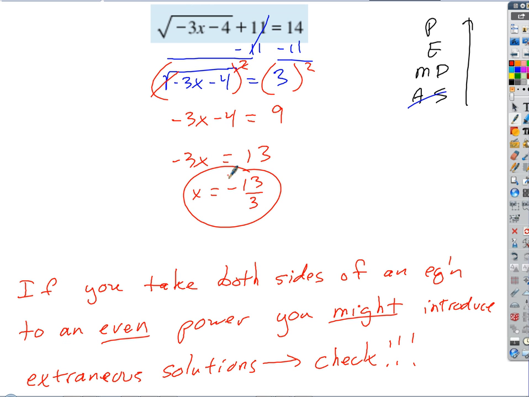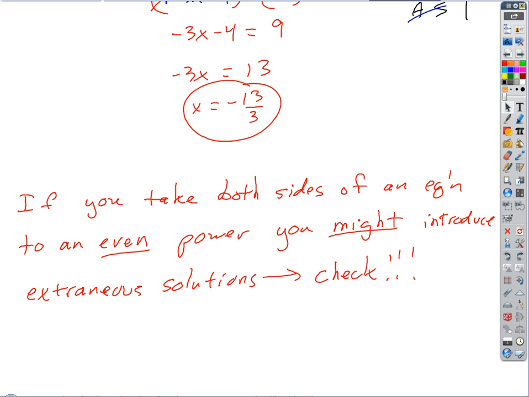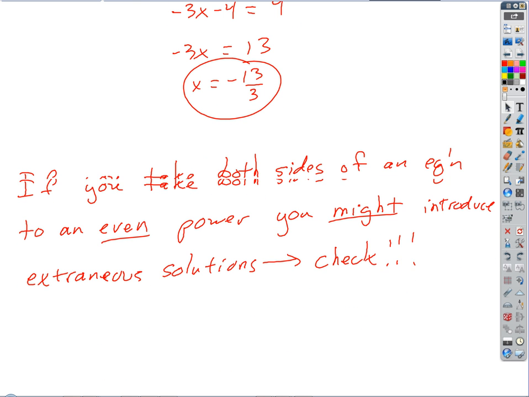But here's the thing you got to be careful of. If you ever take both sides of an equation to an even power, you might introduce what's called extraneous solutions. Extraneous solutions would be like extra false solutions, right? You don't have to worry about that if you take both sides to an odd power, but because we're taking both sides to the power 2, that's even, we have to always check our answers to see if they work. And you probably should anyway, but in this case you have to, because it might turn out that this really isn't a solution to the original equation. So we'd go back up to the original equation and we'd try this out and see what happens.